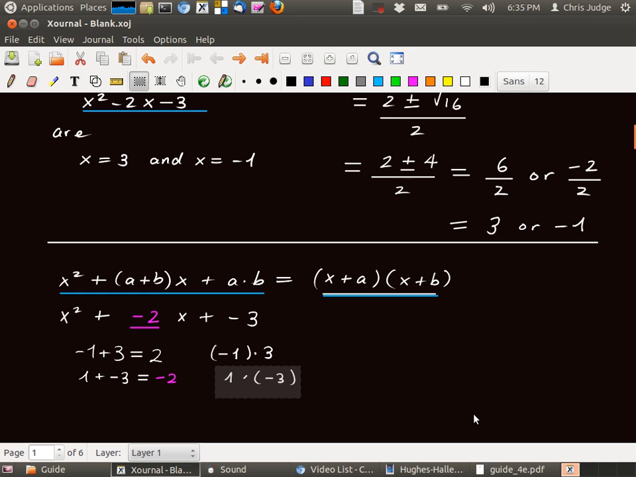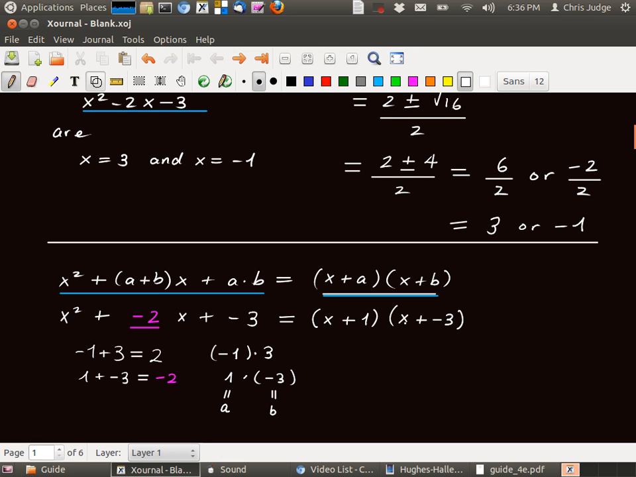So I'm going to choose my A to be 1. I'm going to choose my B to be minus 3. So I have x plus A, which is x plus 1, and x plus B, which is x plus minus 3. So altogether I should have x squared plus minus 2x plus minus 3 is equal to x plus 1 times x plus minus 3.